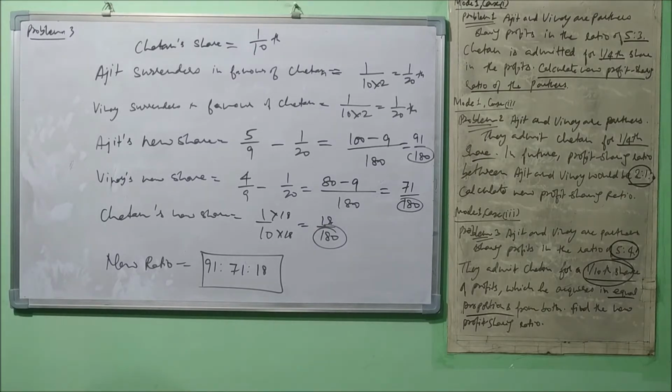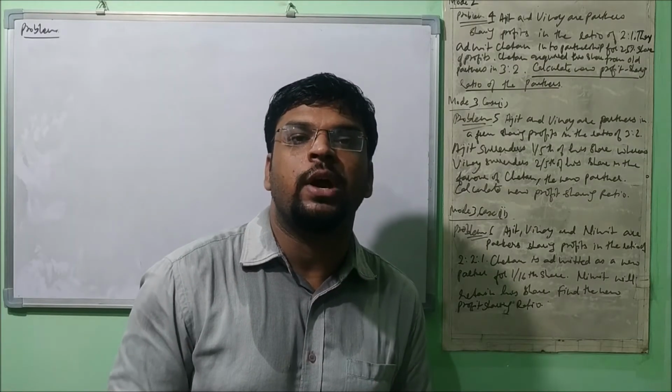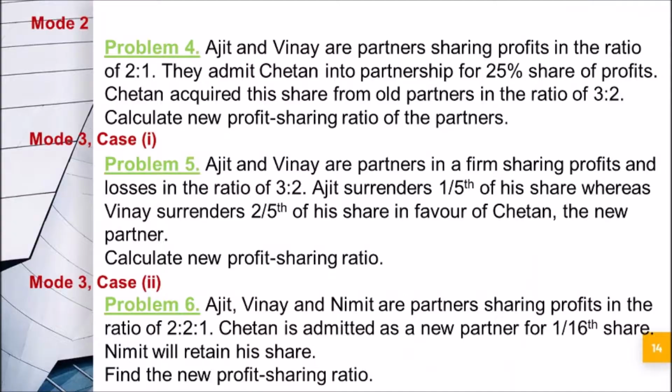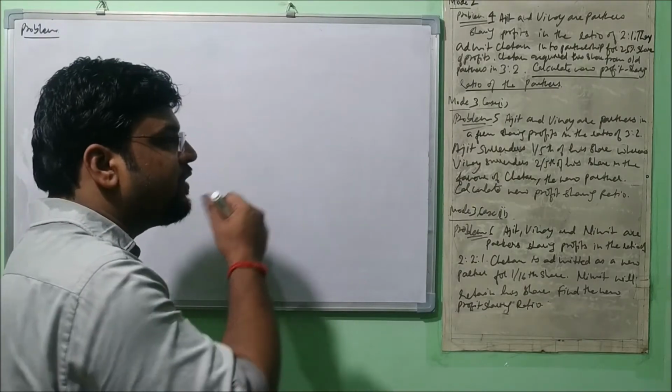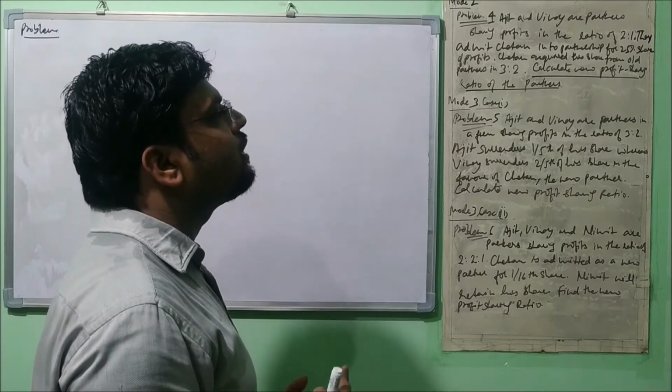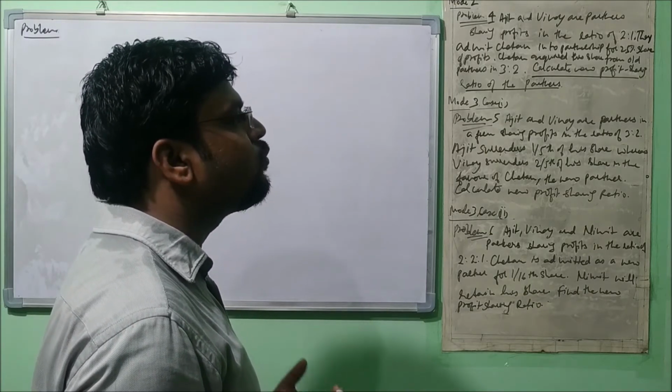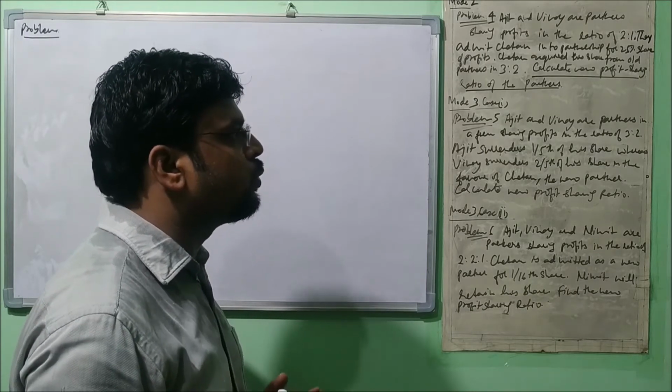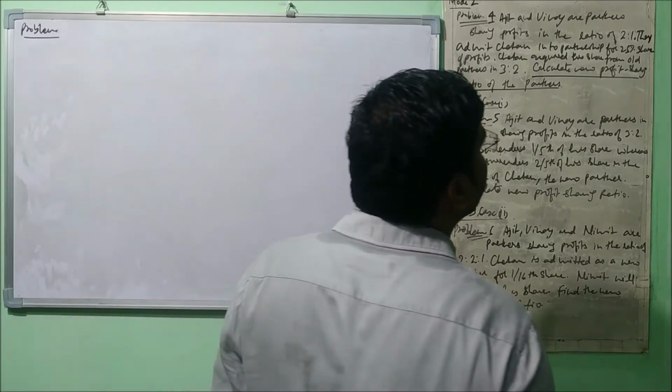Okay. Now let's move on towards mode 2. The problems related to mode 2 and 3 you can see on your screen. I have done the problems here. Very first I explained the case. The second mode was there when a new partner acquires his share from an old partner in a particular ratio. Now let's see whether this situation is being applied here or not.